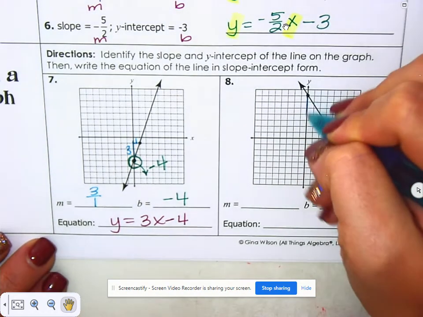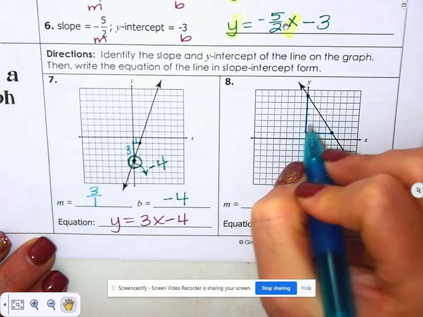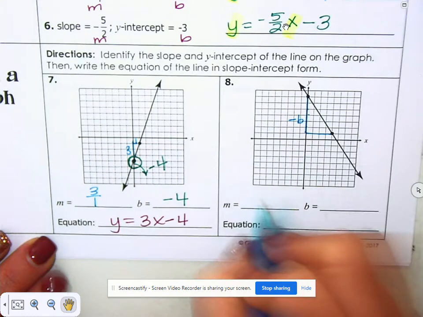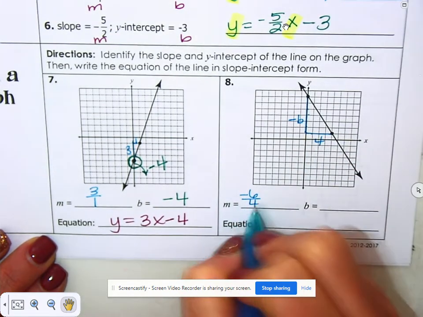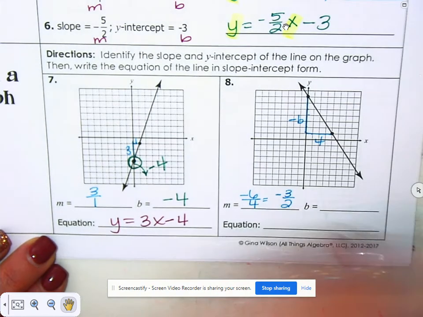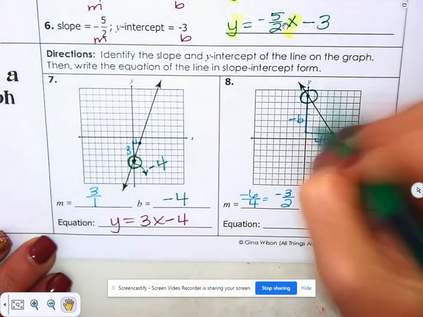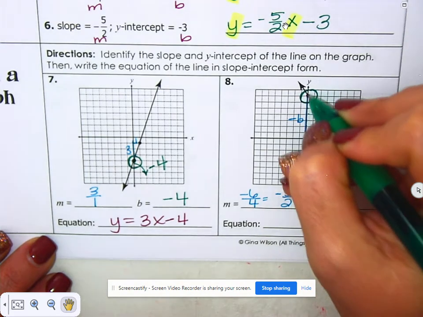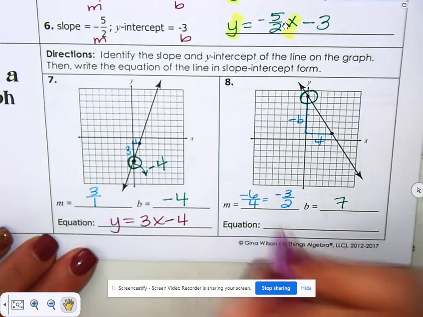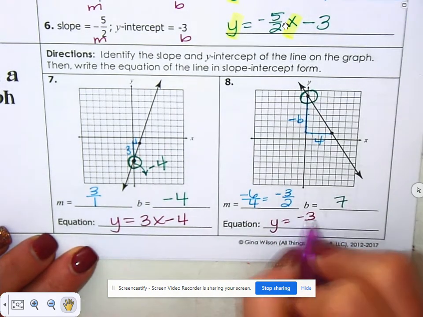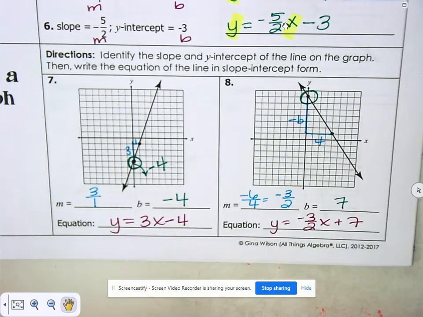Okay, same thing on the next one. Start by your slopes. We're going to go down and right. So down 1, 2, 3, 4, 5, 6. That's a -6. 1, 2, 3, 4. So that's -6/4, which is going to reduce to -3/2. And then again, our y-intercept is up here at 7. So that makes the equation of the line y equals -3/2x plus 7.